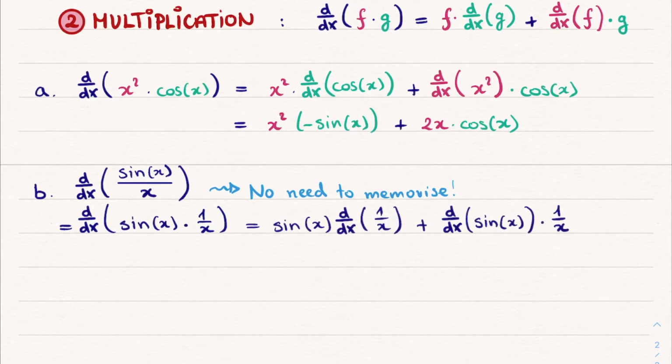The first term becomes sine of x times the derivative of 1 over x. And the second term we get the derivative of sine of x times 1 over x. Computing the derivatives, we get minus sine of x over x squared plus the cosine of x over x.